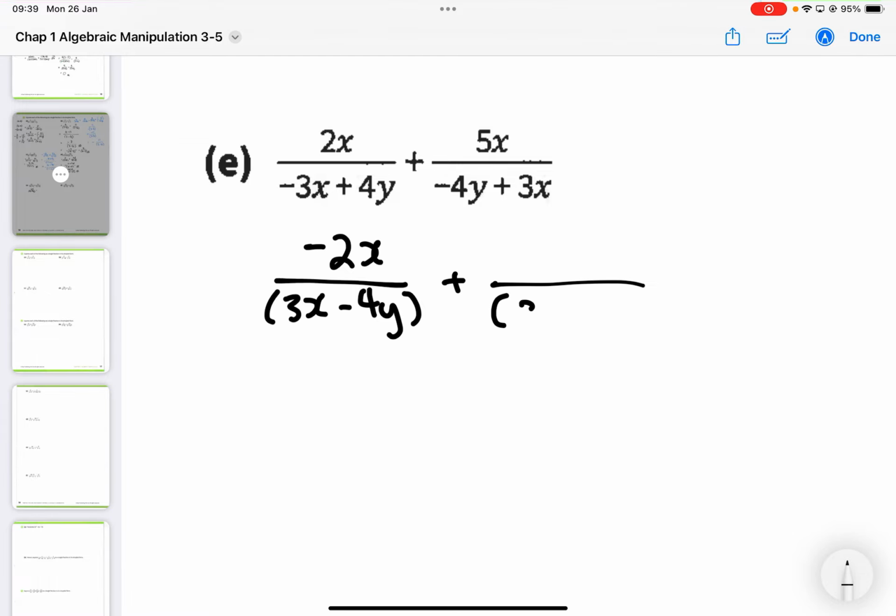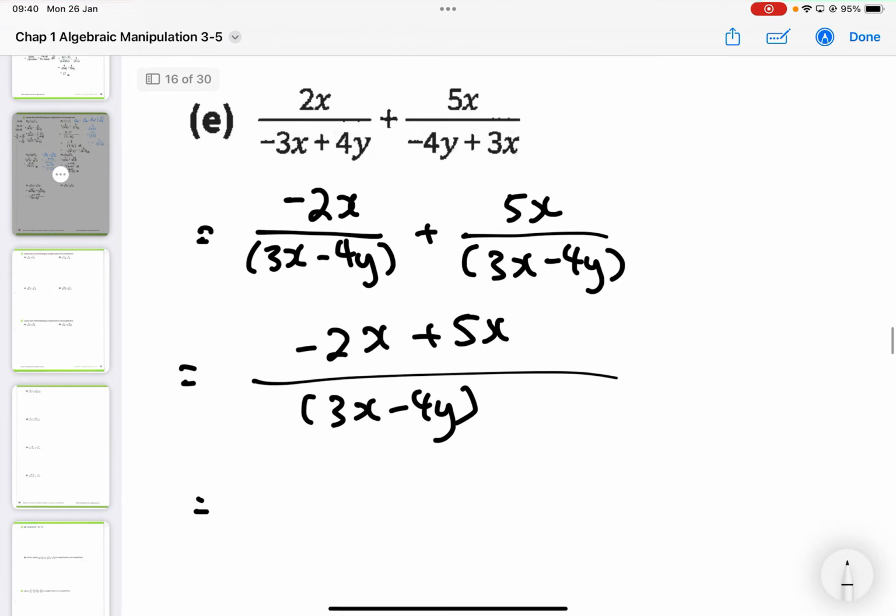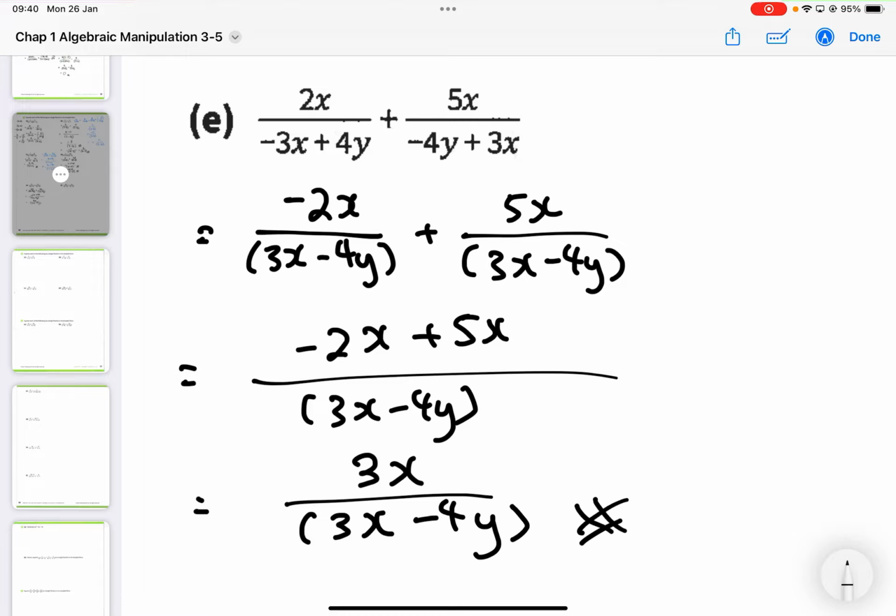Then I am adding 3x minus 4y also, the denominator. I just put my x in front, becomes 3x minus 4y. This one I take out a minus sign and then put the minus sign on top. It also becomes 3x minus 4y. Then negative 2x plus 5x is the same as 5x minus 2x, so I have 3x. Answer.